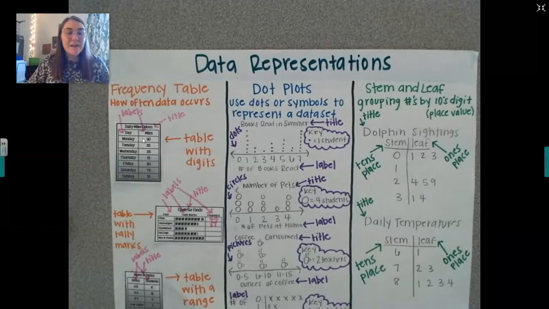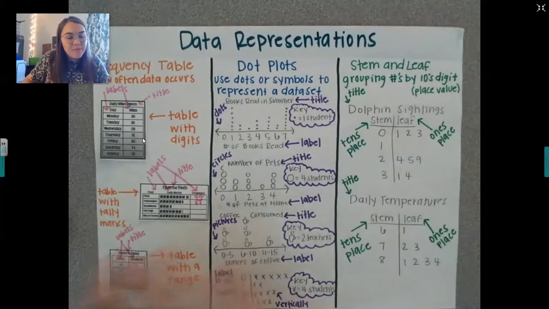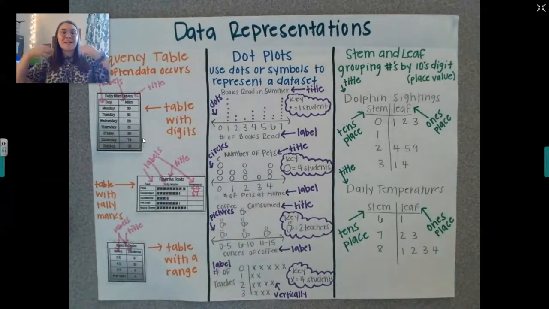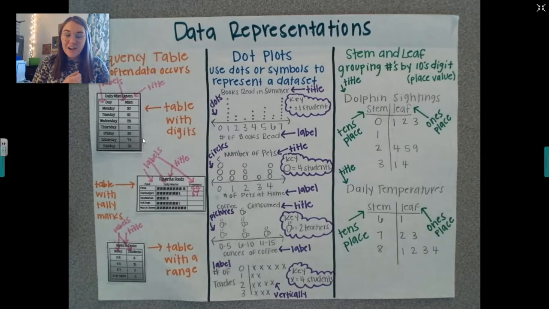We are going to be talking about data representations. We're going to review. We've gone over these once or twice before. We had a whole week on data representation, and now it's time for your review before the STAR test. So I'm going to review the three different types of data representations, what they are, how we use them, and then we're going to do two practice problems together, and then I'm going to set you free to do your fast focus.